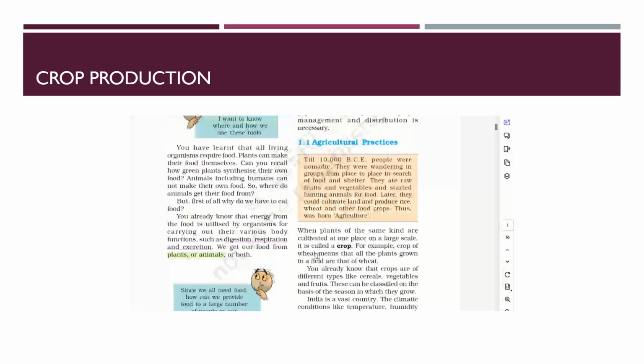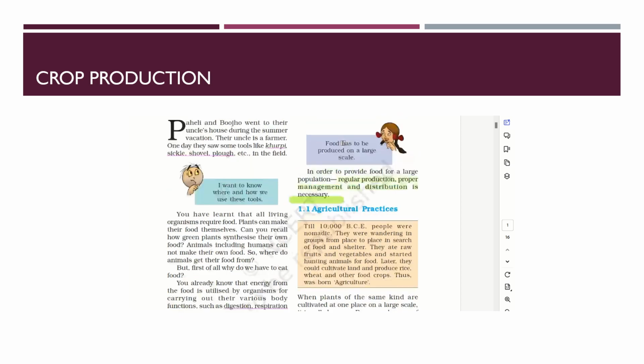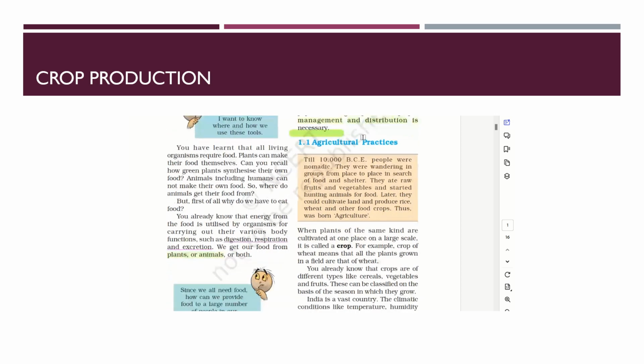In order to provide food to a large number of people, there must be regular production of food, proper management of food, and distribution is very much necessary. If this is not controlled, then we are not going to get food on a large scale. So large scale production is necessary. This food has to be produced on a large scale to feed the whole population. Let us see what the agricultural practices are.